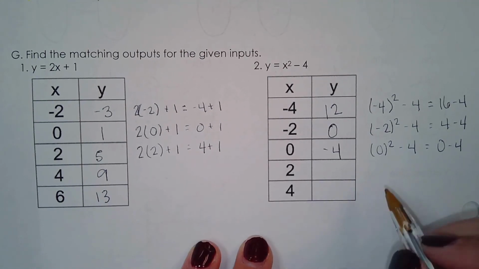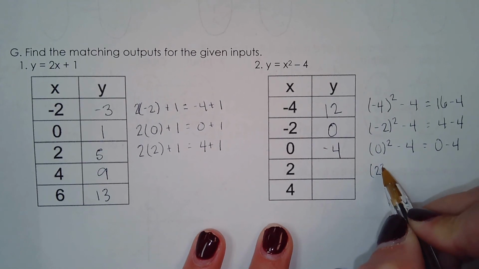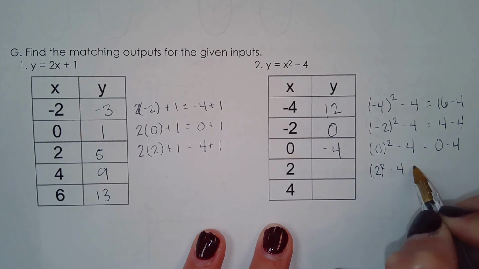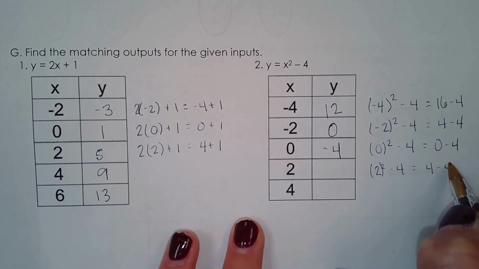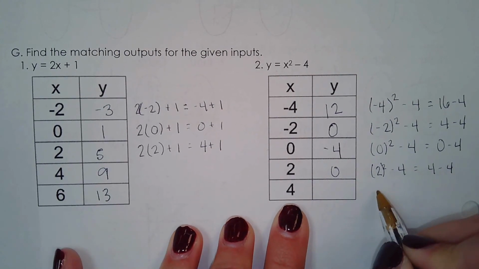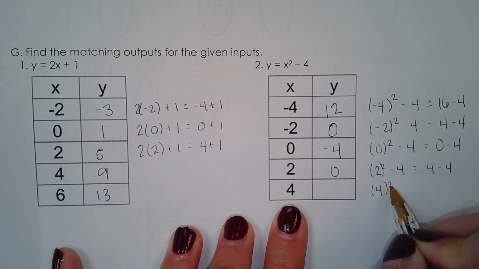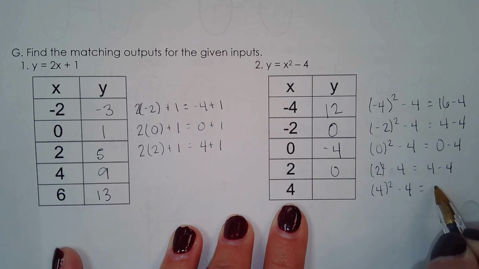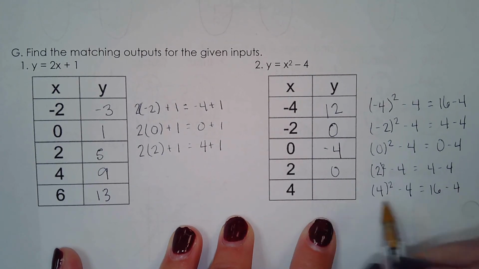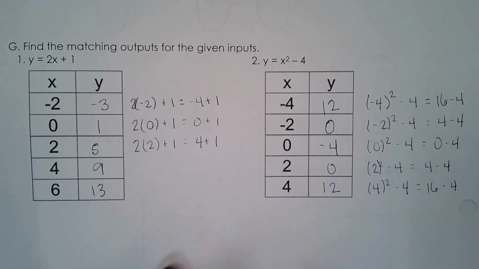So when we plug in 2, 2 squared gives you what? And 4 minus 4, 0. Then plug in positive 4, 16 minus 4, 12. Is that okay? Do you have questions on any of that? Okay, cool.